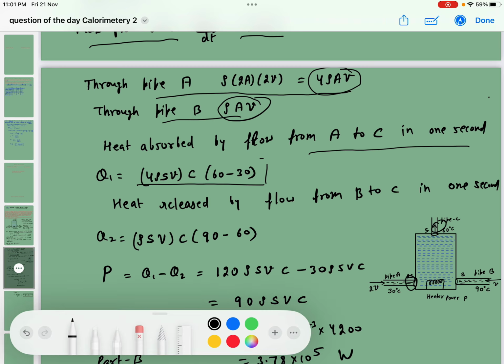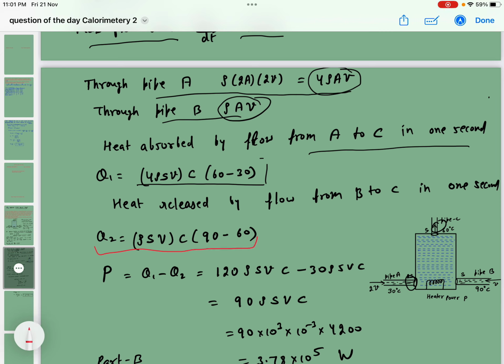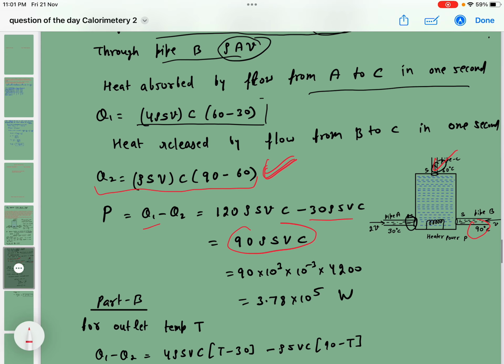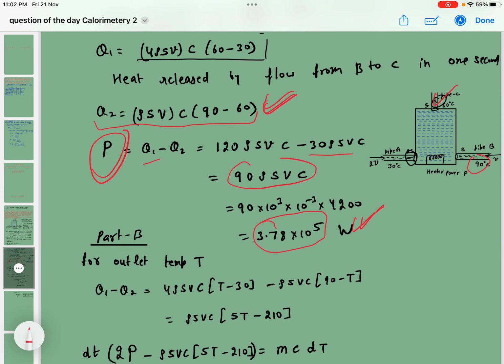That is the heat absorbed. And now heat released. Why am I saying heat released? Because that is at higher temperature and leaving at lower temperature, so we can say from our control volume that heat has been released. So heat absorbed minus heat released, whatever is the net heat absorbed by the system, you have to supply by your heater. So the heater will give this amount of net heat. This is 3.78 into 10 to the power 5, as given by Mr. Kaushik. But part B is very much interesting.